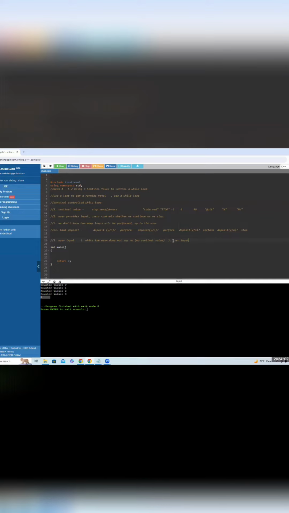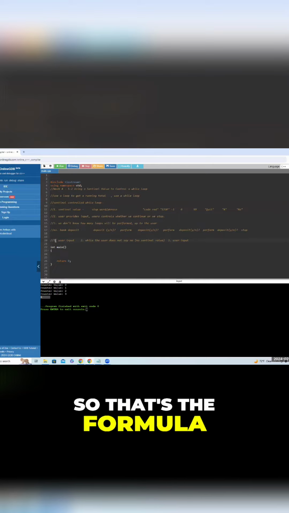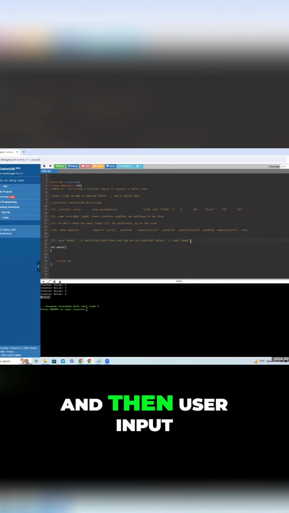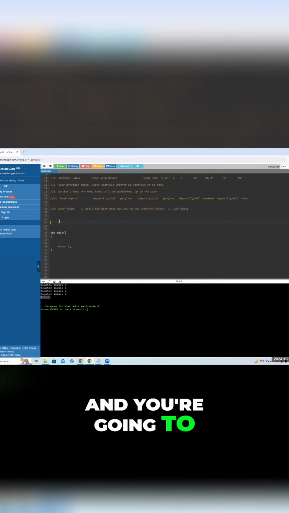And then let's say the second time they say yes, but it doesn't mean the third time they're going to say yes. They might say no. So that's the formula: user input, the while loop, while they don't say the sentinel value, and then user input. So I'm going to go over this structure, and you're going to see that it's going to be very, very common.